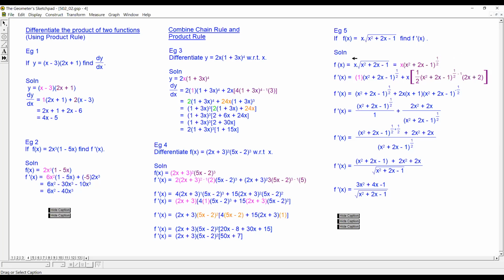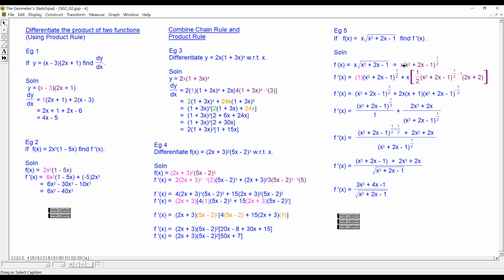I copy down the question, x square root of x squared plus 2x minus 1. x is still x, but the square root I change to the power of half. So the first function, pink color, is x. The second function, purple color, is x squared plus 2x minus 1 raised to the power of half, a composite function. So how to differentiate the product of these two functions?